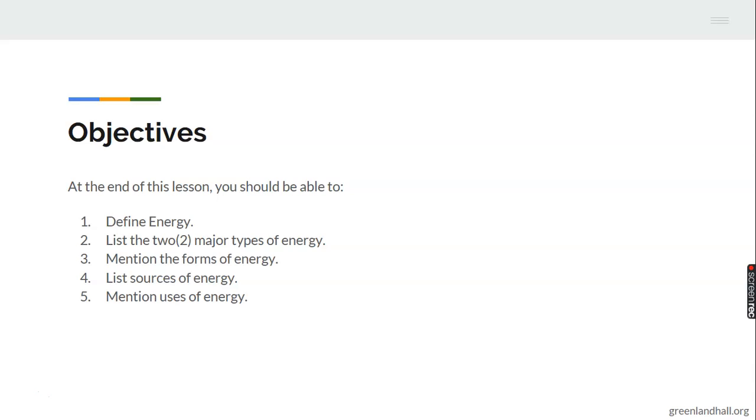At the end of this lesson, you should be able to define energy, list the two major types of energy, mention the forms of energy, list sources of energy, and also mention uses of energy.